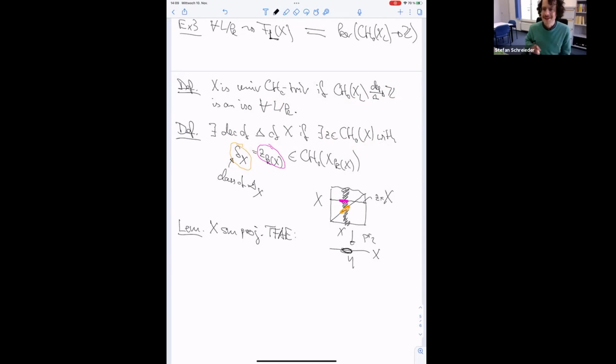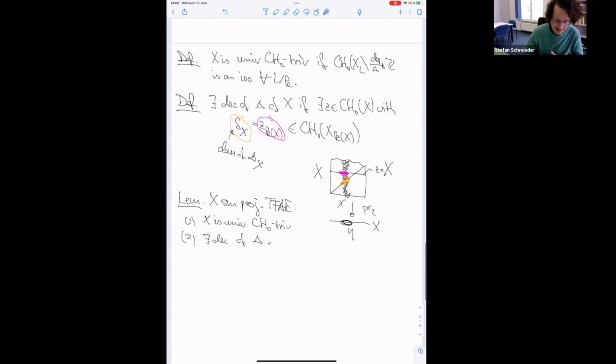Okay, so sometimes I make that mistake, but I think if I formulate it like that, then I don't. Yeah, sure. So if X is smooth projective, then the two notions are the same. X is universally CH_0 trivial if and only if there's a decomposition of the diagonal. It's more like a remark that, yeah.